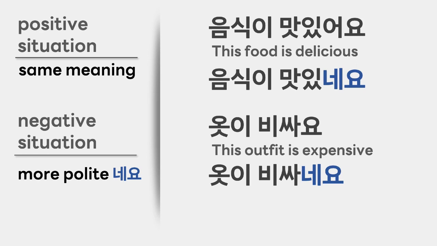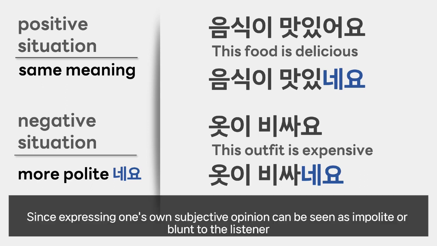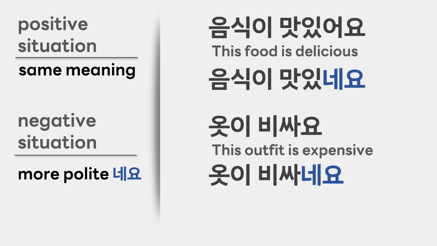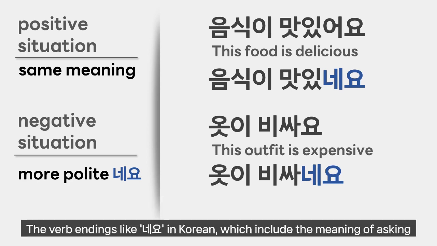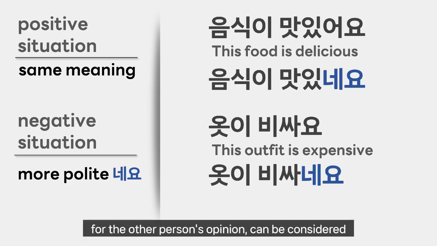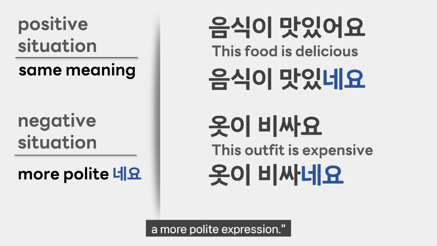Negative situation. 옷이 비싸요. Since expressing one's own subjective opinion can be seen as impolite or blunt to the listener, 옷이 비싸네요. The verb endings like ne yo in Korean, which include the meaning of asking for the other person's opinion, can be considered a more polite expression.